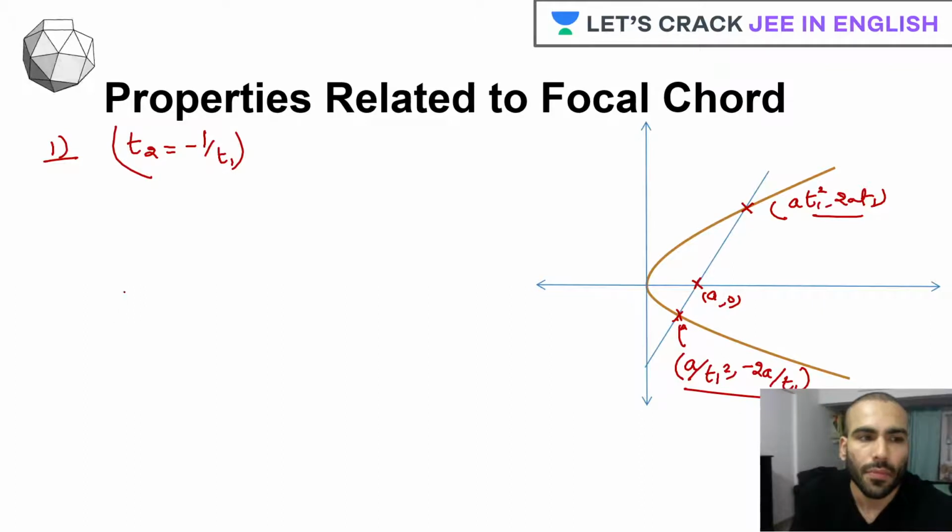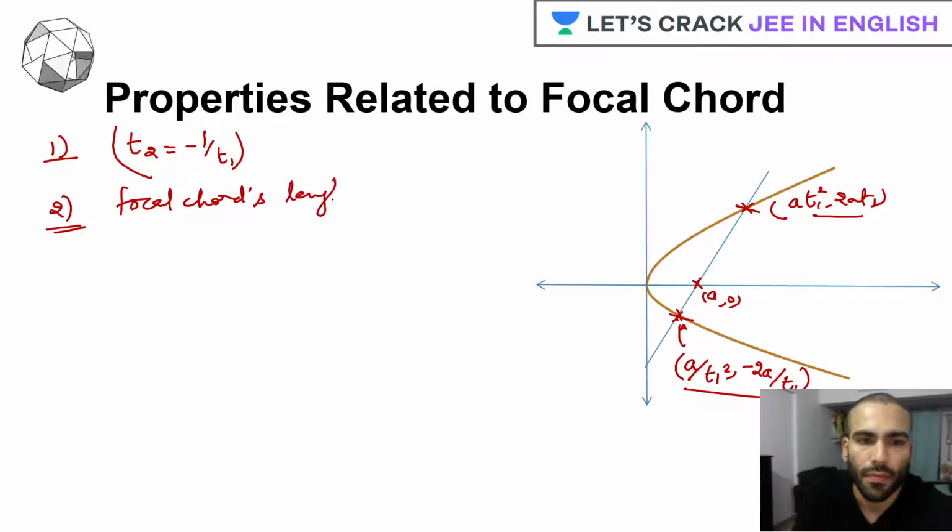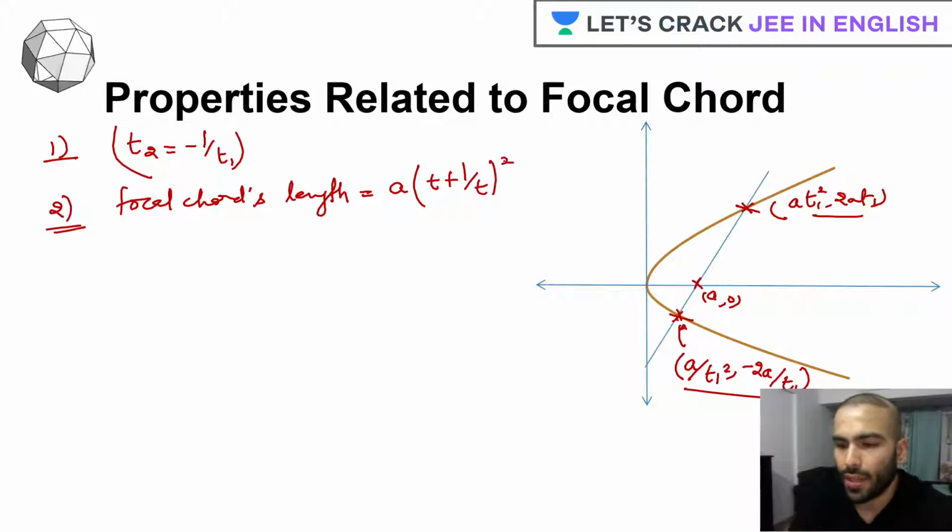Now let's talk about the second property. If we know one parameter, let's say t1, then you can easily calculate the focal chord's length. So the focal chord's length will be a times (t plus 1 upon t) whole square. So this is your second property, the focal chord's length.